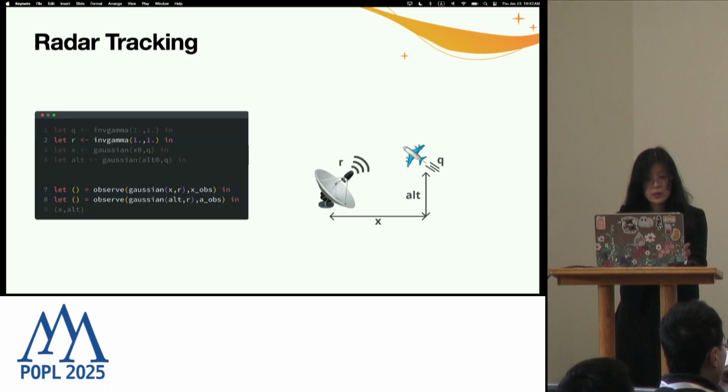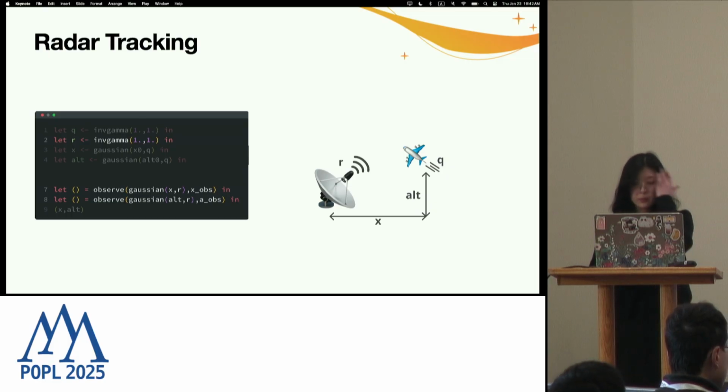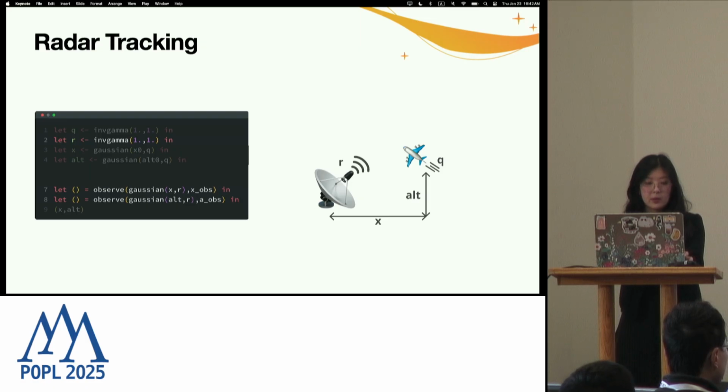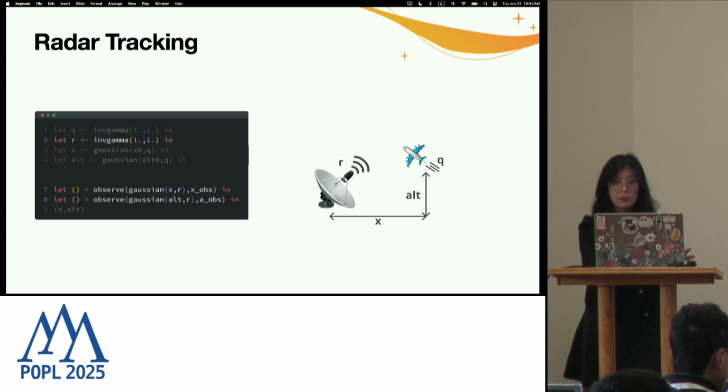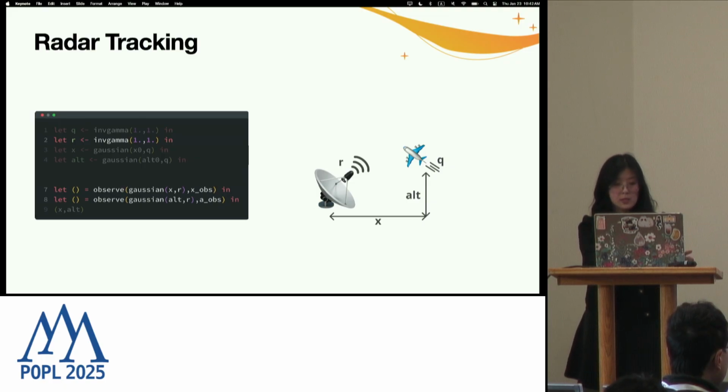Next, we want to condition our probabilistic model on radar measurements in order to actually perform the inference. And this conditioning is done with the observe keyword. So the first argument is the distribution of the random variable that we want to condition. Here, the first observe assumes the distance measurement is drawn from a Gaussian distribution centered around the true distance, and its variance is the random variable r, which represents the white noise inherent in radar measurements.